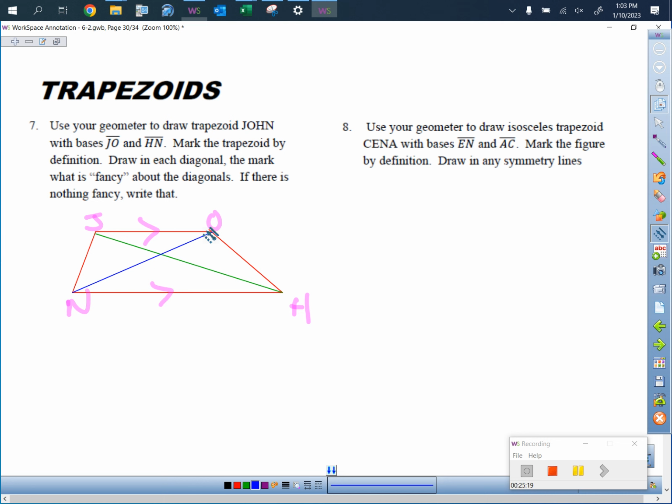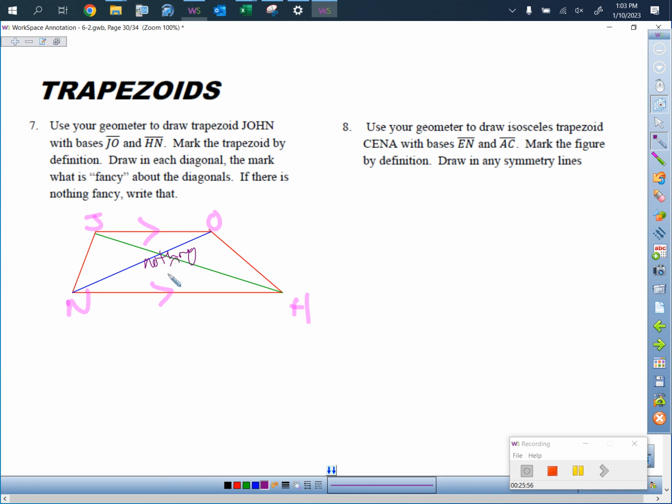Go to your hierarchy, look at what we put for the diagonals, and see what's fancy about them. You could put some perpendicular by marking it. You could do some bisecting by marking it. You could do some equal, or sometimes there's nothing fancy. What do you want to put? There is nothing fancy about these. So, nothing fancy.